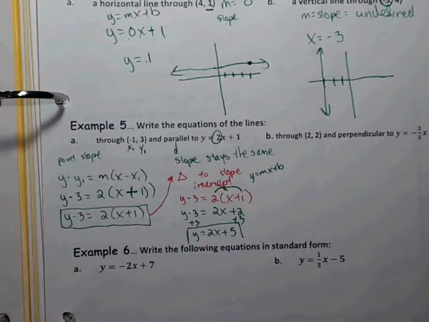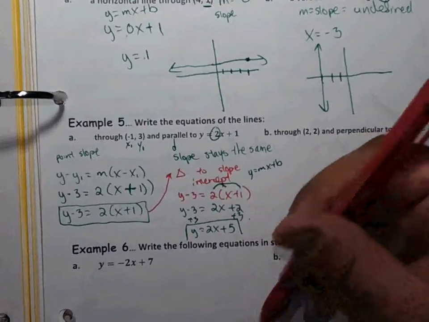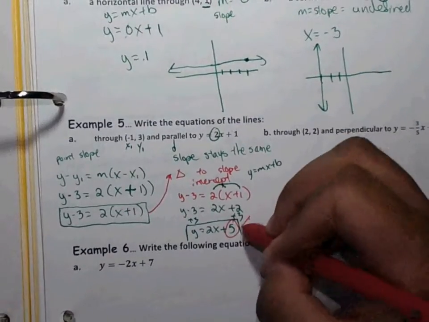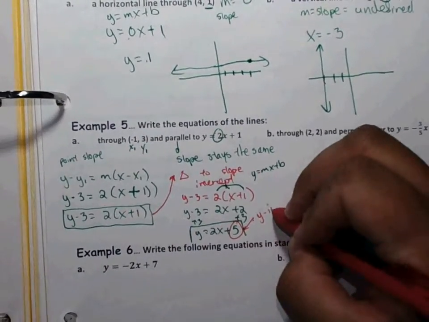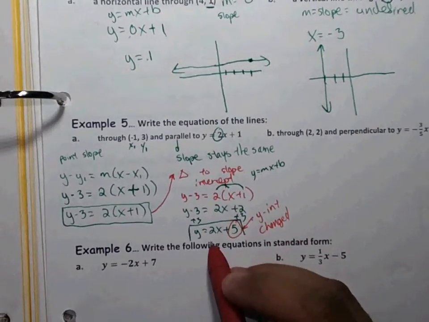What did change though? Someone raise your hand. What did change? Somebody I haven't heard from before. Jamar, you raised your hand, so let's go for it this time. What changed? The y-intercept. So if you look, ladies and gentlemen, when we changed the point that it went through, the only thing that changed is your y-intercept. But the slope stayed the same.